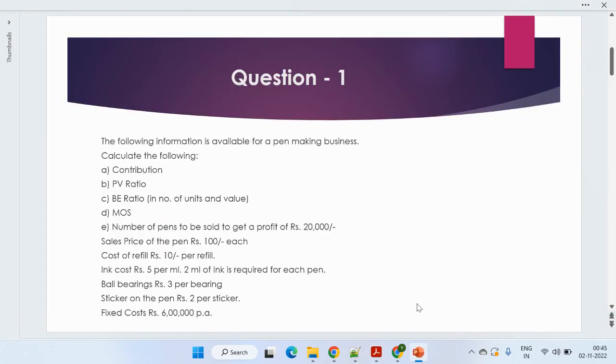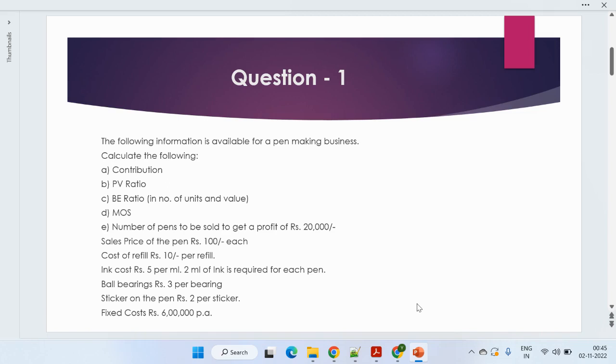So let's look at the first question. The following information is available for the pen making business. Calculate the following: contribution, PV ratio, BEP ratio, MOS, and the number of pens sold to get a profit of rupees 20,000. Sales price of the pen is rupees 100 each, cost of refill is 10 each, ink is rupees 5 per ml, and 2 ml of ink is required for each pen. Ball bearing is 3 rupees, sticker on the pen is 2 rupees, and fixed cost is 3 lakhs per annum.